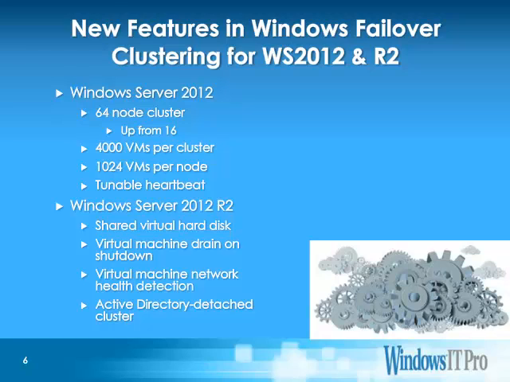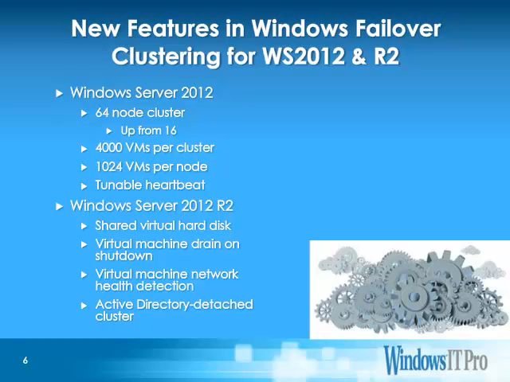Some of the new features that you get with Windows Server 2012 is you now get 64 node clusters. This is up from 16 nodes, which was the prior limitation. You can support up to 4,000 VMs per cluster and up to 1,024 VMs per node. And also one of the most important things, if you're thinking about multi-site and geographical clusters, is they added the ability to tune the heartbeat. The heartbeat is something that happens in a cluster that allows cluster nodes to tell one another that they're still alive. I'll talk a little bit more about that in just a second.